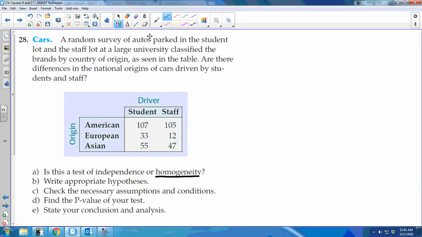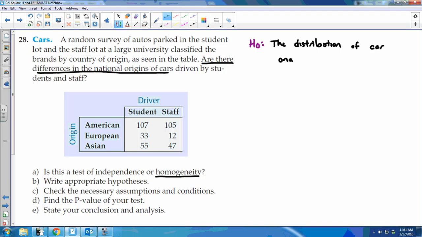Okay. Homogeneity. On part B, it says write the appropriate hypotheses. So for homogeneity, we assume in our null hypothesis that the distribution is the same for the groups. So we need to look at what they're asking us about. And they're asking us specifically, are there differences in the national origins of cars? So we're talking about the distribution of car origin. Okay? So for our null hypothesis, the distribution of car origin is the same for students and staff. So then our alternative is the distribution is not the same, or it's different.